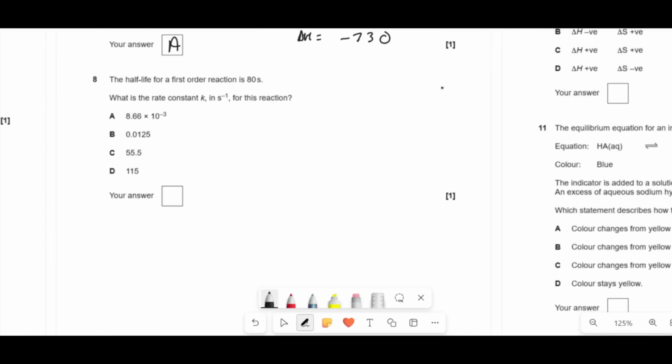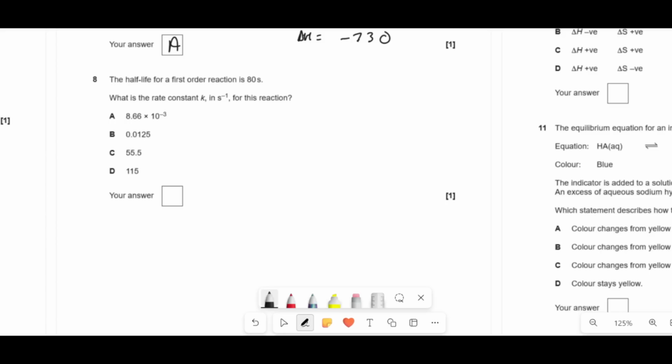Next, it says the half-life for a first-order reaction is this. What is the rate constant K in this? So the half-life is the time taken for half of the reactant to be used up. Now, what happens in first-order reactions is, if something halves, it'll half and half and half and half. And it's told you it's first order. So what that means is at 80 seconds, you will drop by a half.